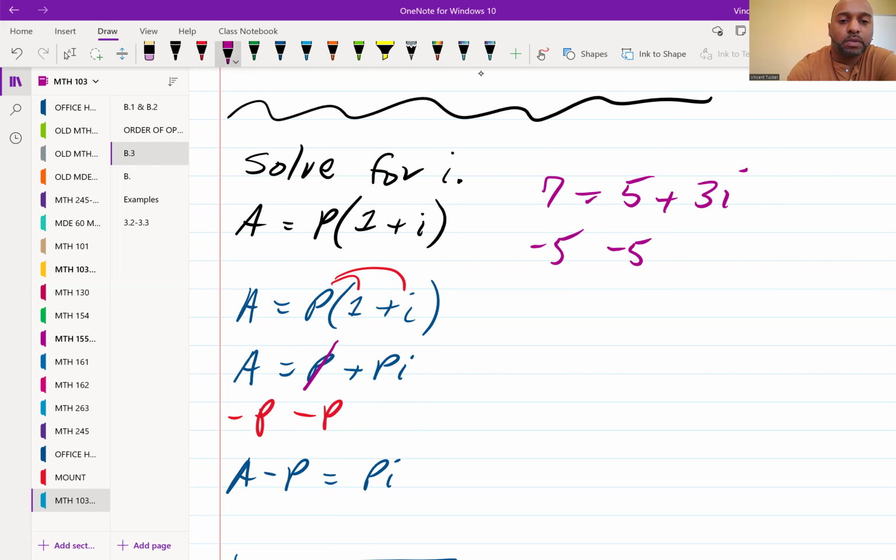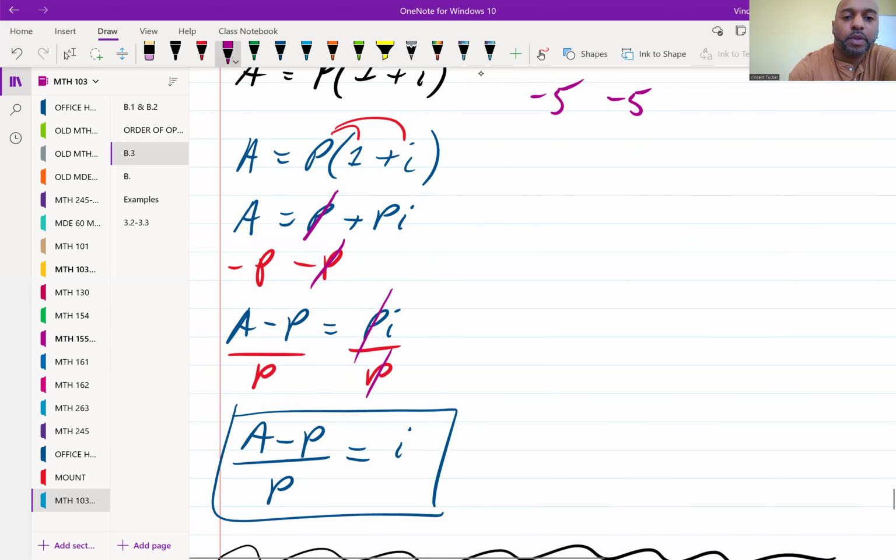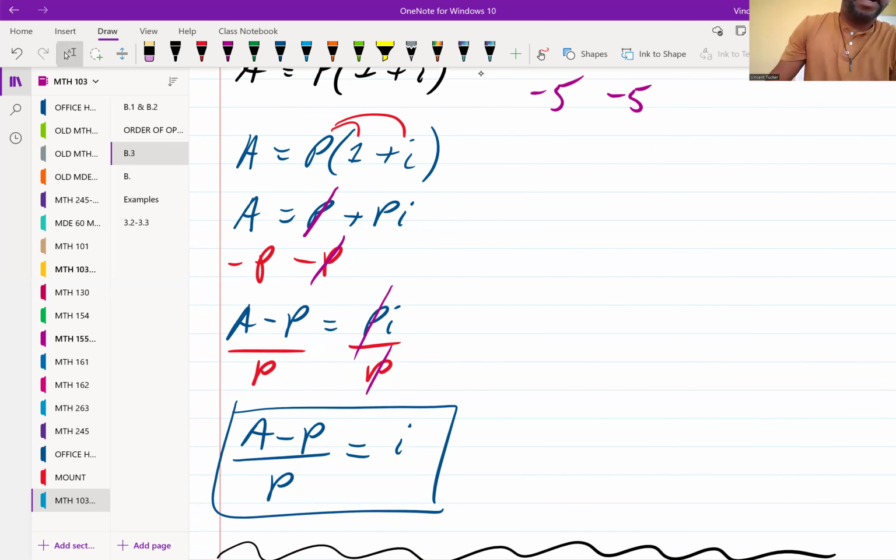All right. So P cancels on the left. We have A minus P. And now I need to divide by P. PI means P times I. So I need to divide by P. P's cancel. And so I have A minus P over P, and I can start right there.